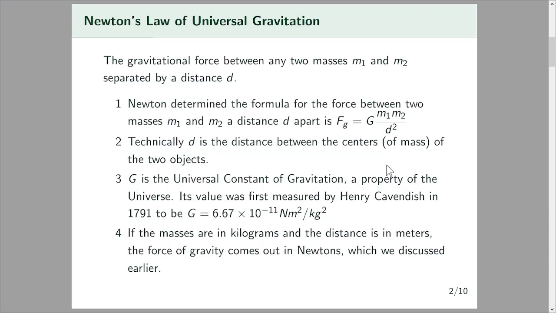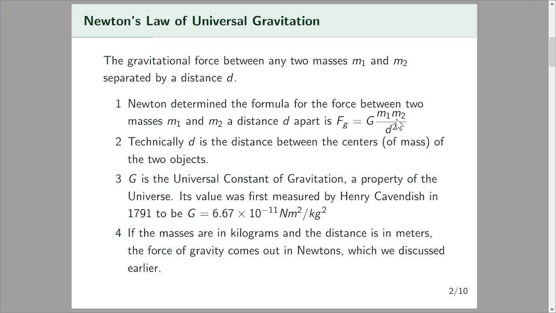So the expression he came up with gave a gravitational force between any two masses m1 and m2 separated by a distance d. Newton determined that the formula for the force between these two masses was given by Fg equals G times m1 times m2 over d squared. Well, let's just talk about what these are. Newton said the force is going to depend on the distance between the centers of the two objects. It's really the centers of mass of the two objects.